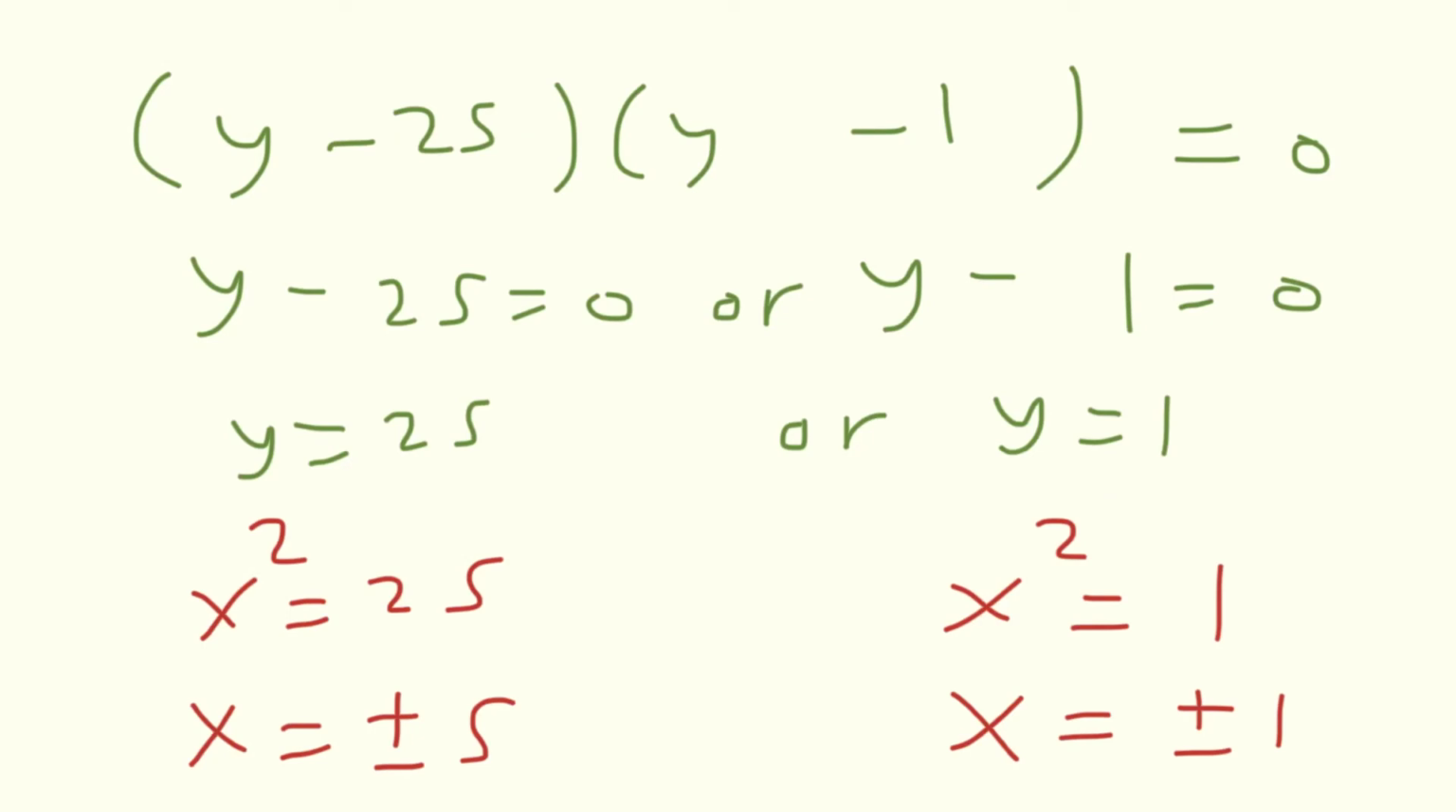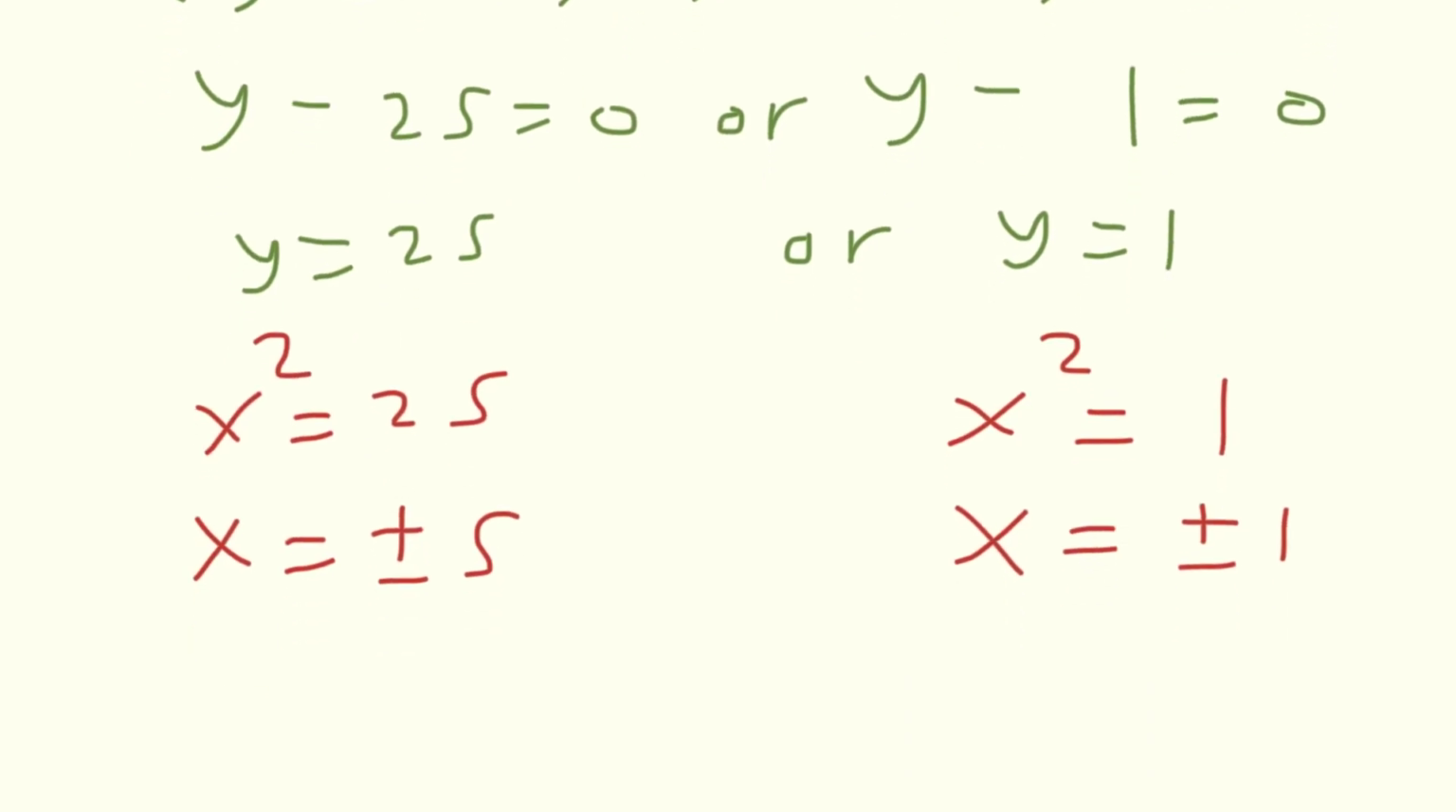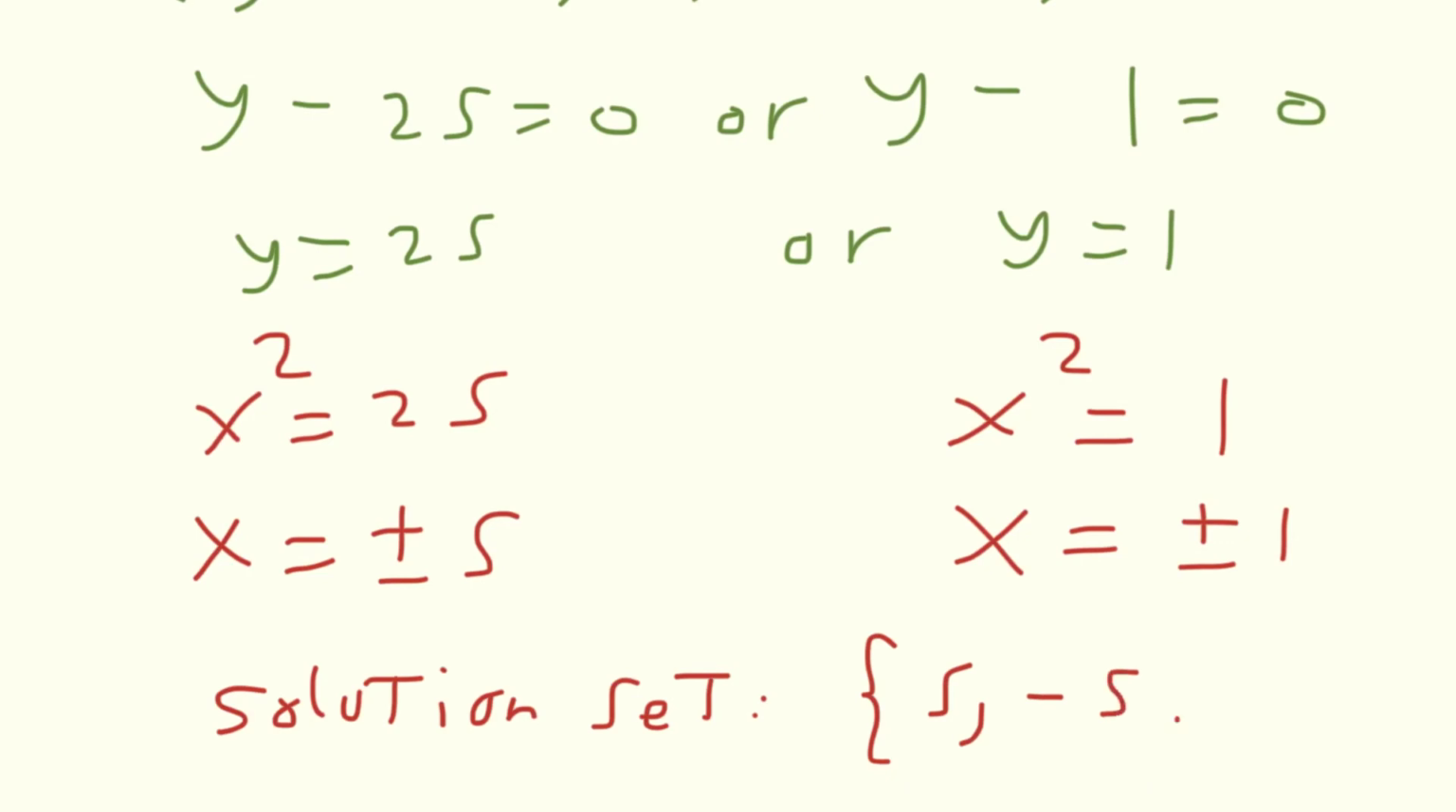So how many solutions do we have now? 4 solutions. We have plus 5, minus 5, plus 1, and minus 1. Okay, so you can write the solution set at the end like this. The solution set for all these possible solutions is 5 and minus 5 and 1 and minus 1.